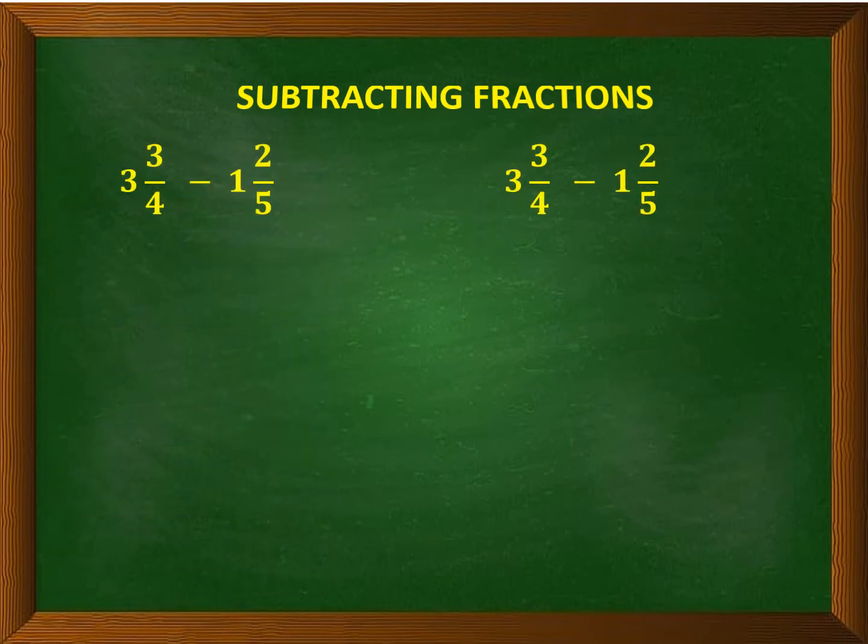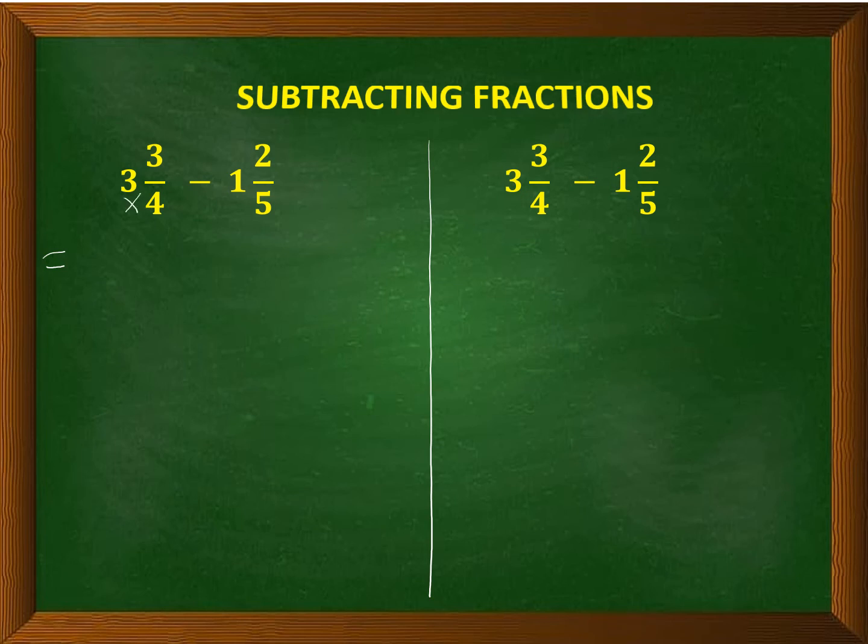On our fourth example, we have two mixed numbers. And again, I will teach you two possible ways to solve this. So the first way is to change these mixed numbers into improper fractions. So let's change 3 and 3/4 to improper fraction.